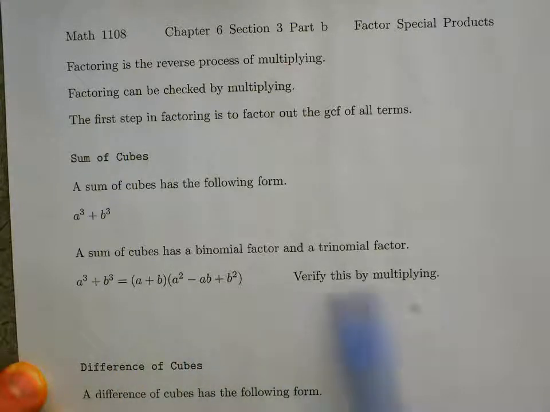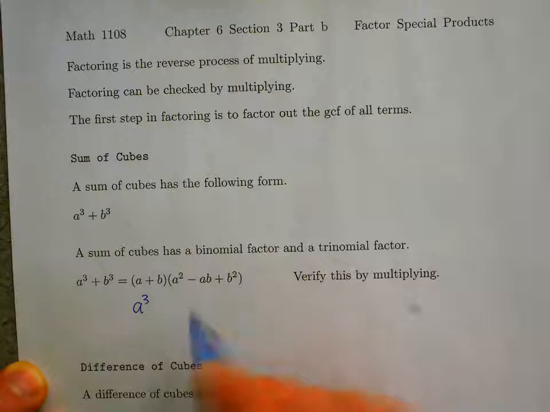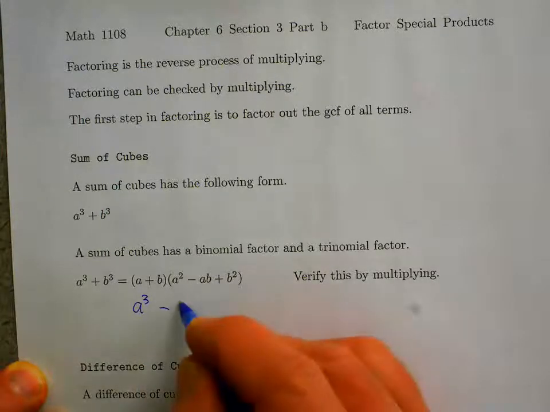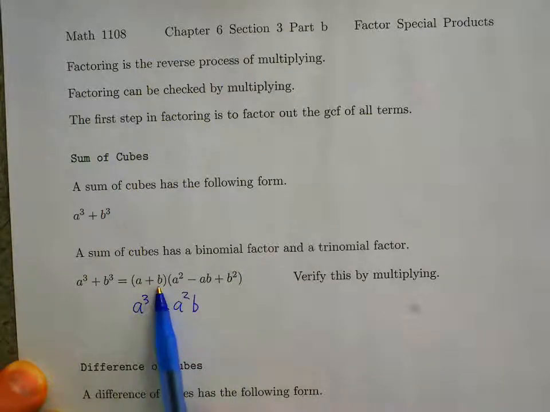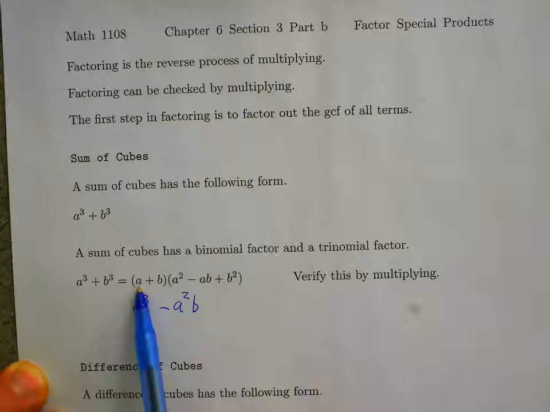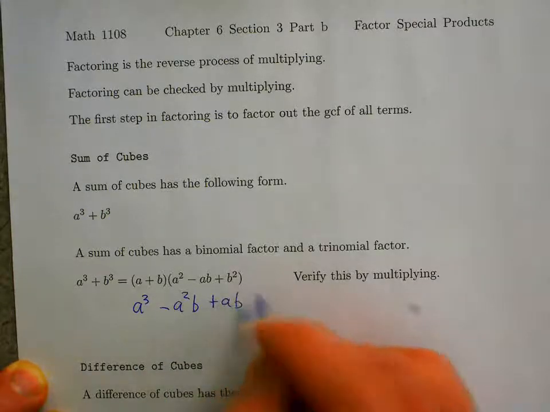So let's verify this by multiplying. First we multiply a times every term in the trinomial. A times a to the second is a to the third, and then minus a times ab is minus a to the second b. Then we multiply... sorry, have one more step. A times b to the second is plus a times b to the second.